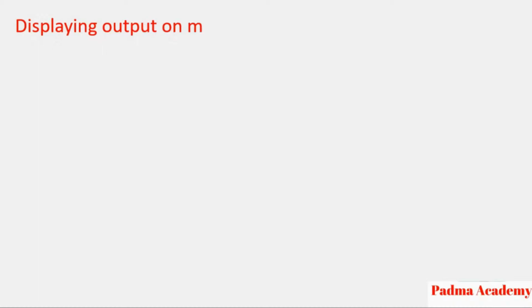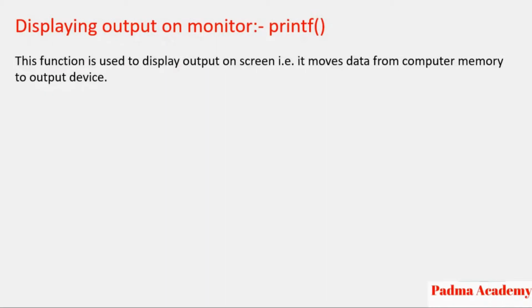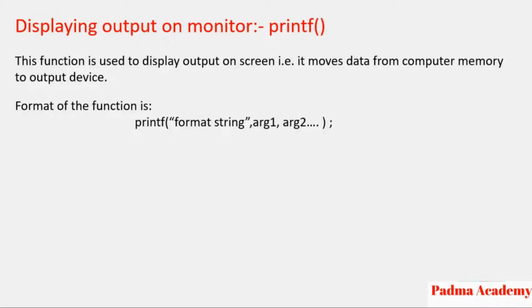Displaying output on monitor, that is printf. This function is used to display output on screen, that is, it moves the data from computer memory to output devices. Output devices in the sense that is your computer screen. Okay, now the format of the function is printf.